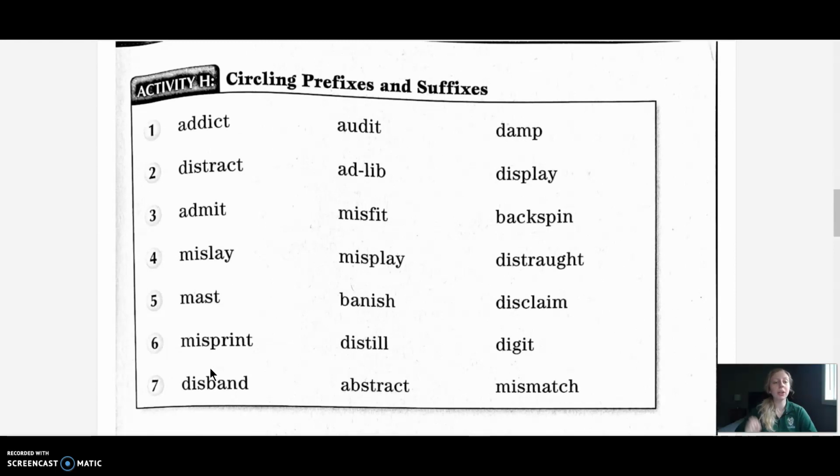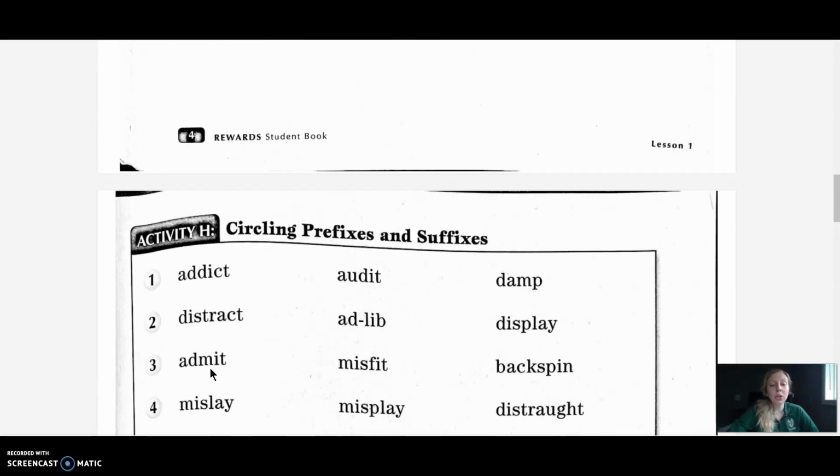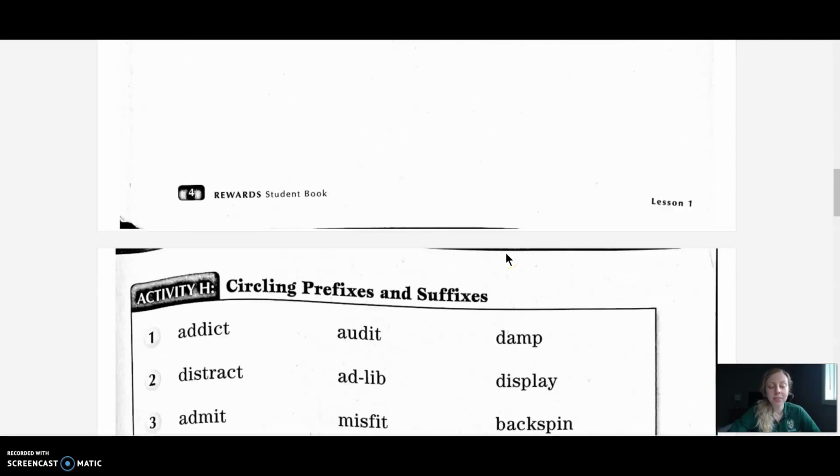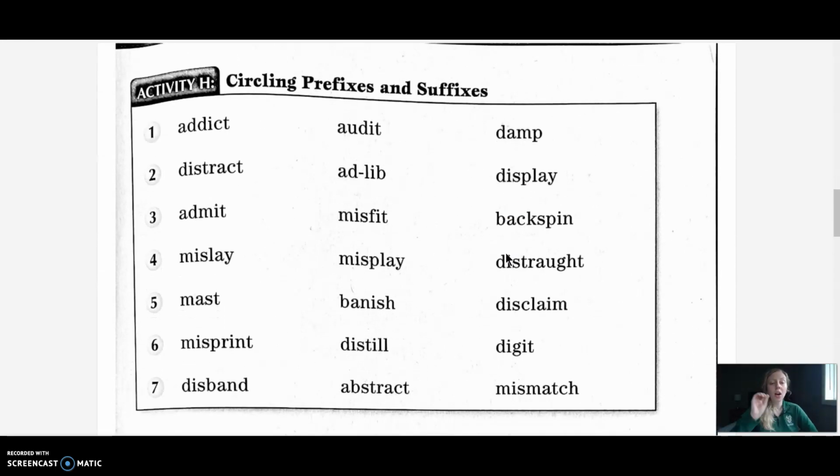Great, let's go on to our very last activity, H. So what we're going to be doing is circling the prefixes. We are going to be circling the ones that we just learned up here. So we're going to circle dis, miss, ab, and add. Okay. Not all of the words have prefixes. So if I look here, I can see this word has add. So that one has one. But if I look over at here, this word right here, this does not have any of those prefixes, so you'll leave it alone, okay?